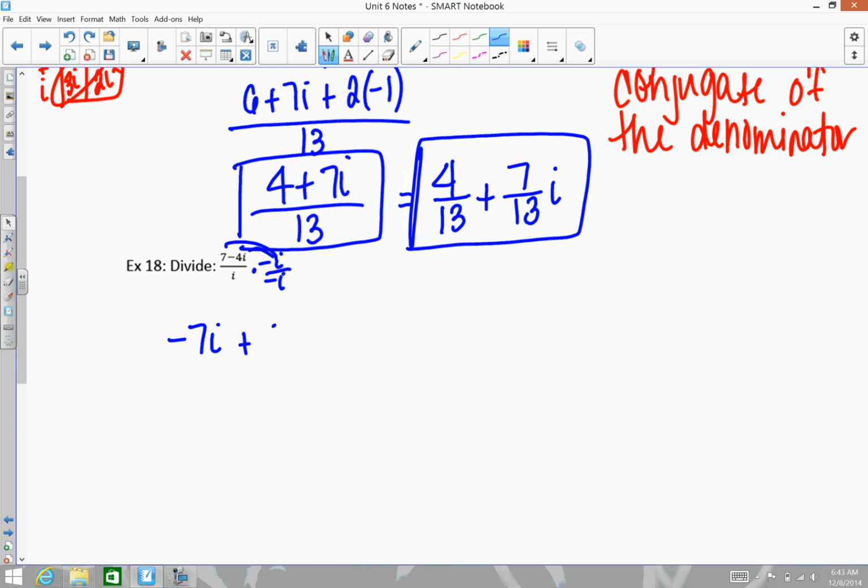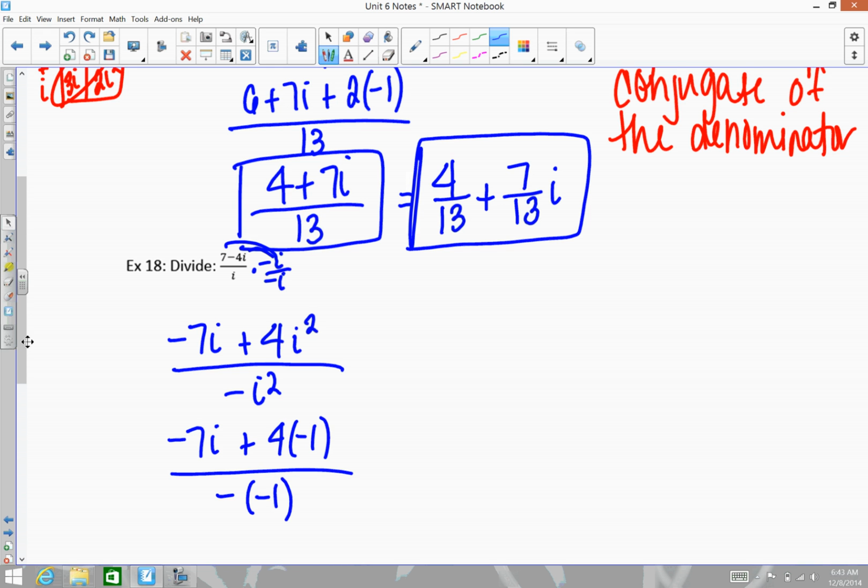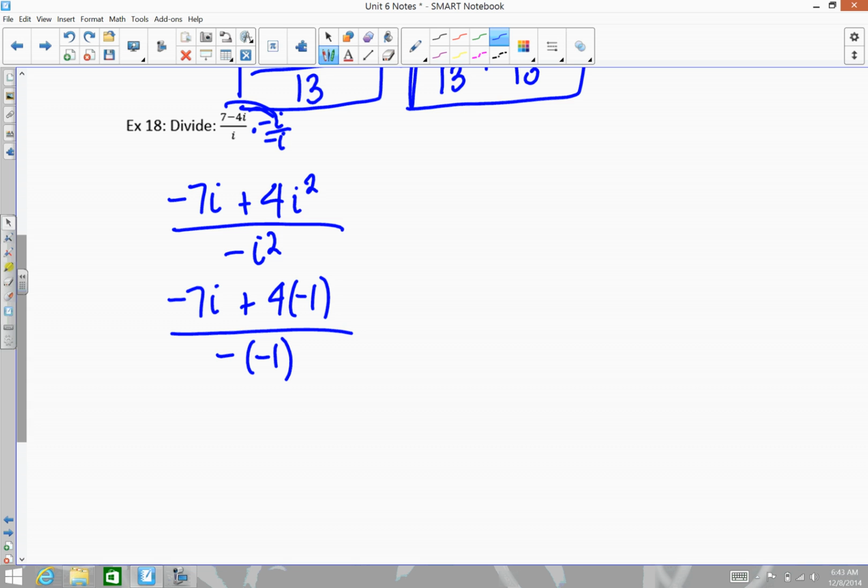plus 4i squared all over negative i squared. And then you're just going to simplify any i squares. So they're going to become negative 1. So we have negative 7i minus 4 over 1. So the only reason why we use negative i instead of i is just so that at the bottom I would have a positive 1, so I didn't have to worry about flipping the signs.